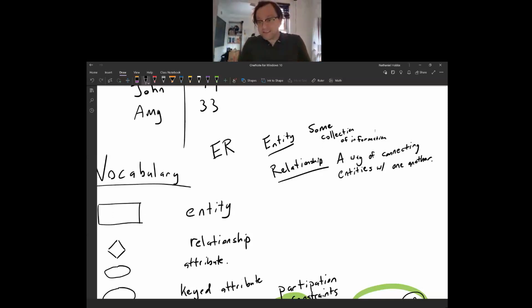So an entity relationship diagram is supposed to capture the entity that you're talking about: what exactly is this collection of information? And the relationship is how exactly these two separate entities connect with one another, according to what? And that's the relationship.